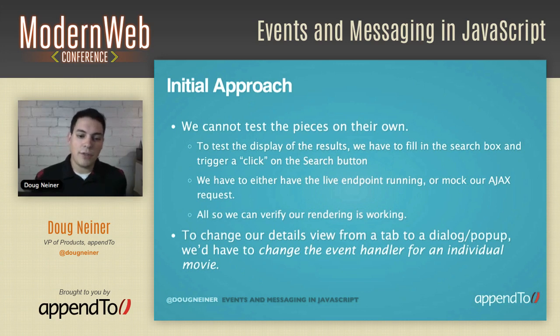And then to change our details view, maybe from a tab to a dialog, we'd have to change the event handler for an individual movie. I didn't show this code. You can imagine if we have code that looked like that, the rest of it would be similar. Clicking on a movie is the thing that shows the details. And now the event for that click is responsible for rendering the details, which, as you say it out loud, you start to realize this doesn't sound like a well-architected piece of application.